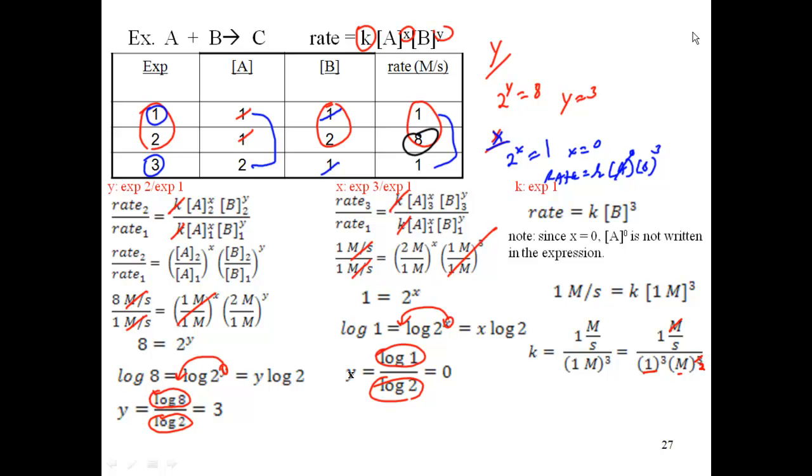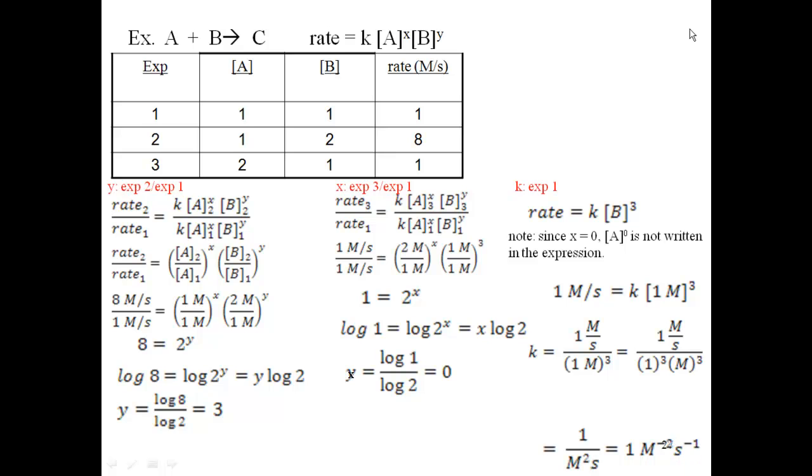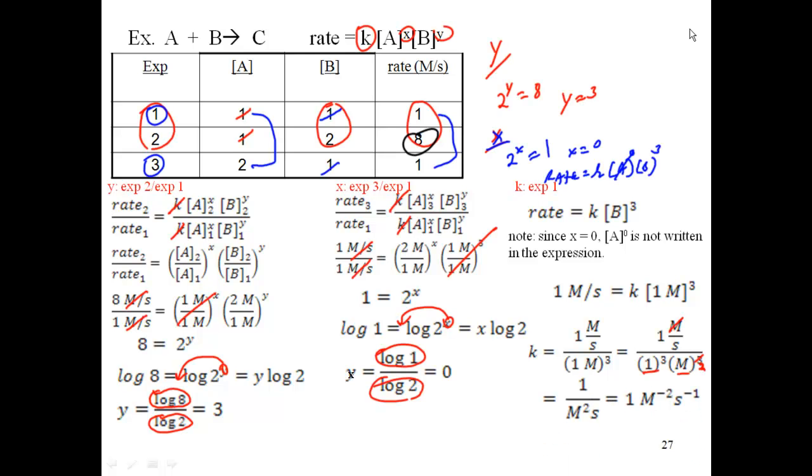Which means that I have 1 over molarity squared second, which then mathematically is 1 molarity minus 2 second minus 1. The thing to realize is if it's in the denominator, I can write it as a negative in my expression. The other thing to realize is when you cancel things, these are great, I got nice whole numbers. What if I have decimals?